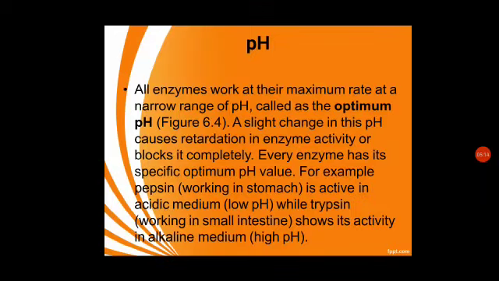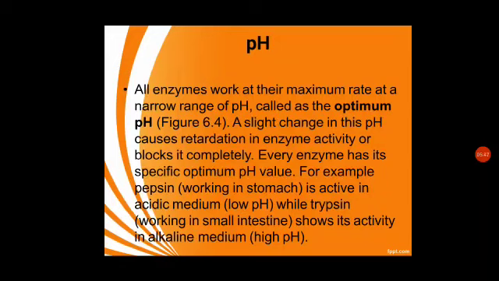Now the pH. All enzymes work at their maximum rate at a narrow range of pH called the optimum pH. A slight change in this pH causes a retardation in enzyme activity or blocks it completely. Every enzyme has its specific optimum pH value. For example, pepsin working in the stomach is active in acidic medium, low pH, while trypsin working in the small intestine shows its activity in alkaline medium.